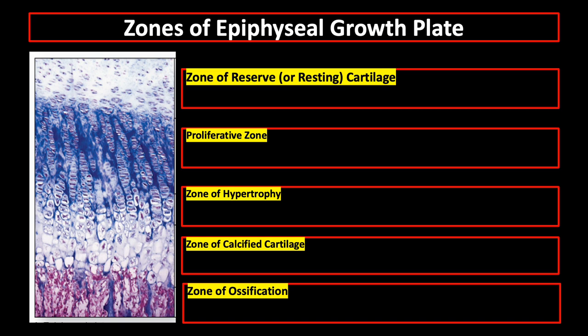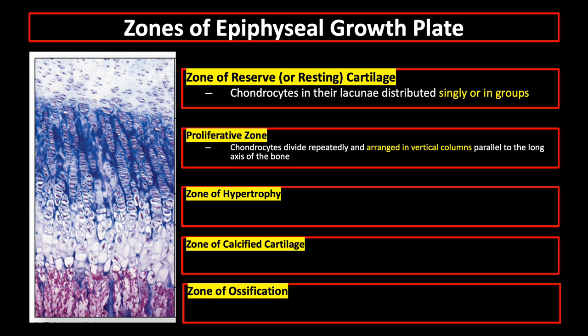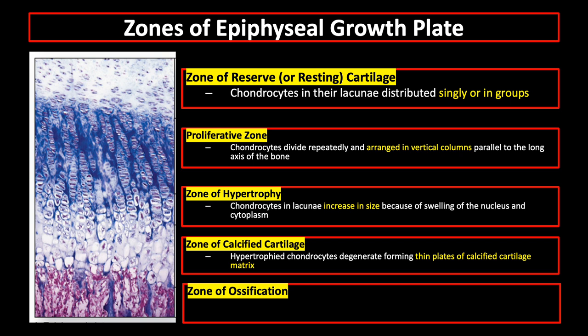In the zone of reserve or resting cartilage, chondrocytes in their lacunae are distributed singly or in groups. In the proliferative zone, chondrocytes divide repeatedly and are arranged in vertical columns parallel to the long axis of the bone. In the zone of hypertrophy, chondrocytes in the lacunae increase in size because of swelling of the nucleus and cytoplasm. Then, in the zone of calcified cartilage, hypertrophied chondrocytes degenerate, forming thin plates of calcified cartilage matrix. And lastly, the zone of ossification, where bony materials are deposited on the plates of calcified cartilage matrix.